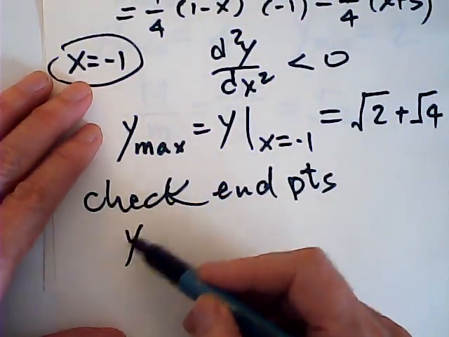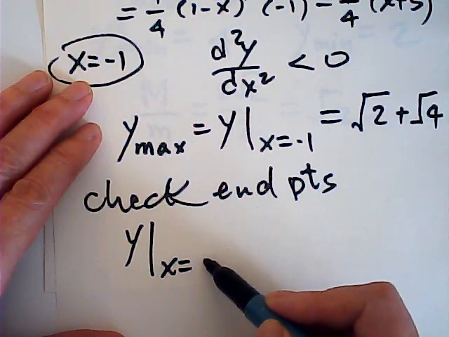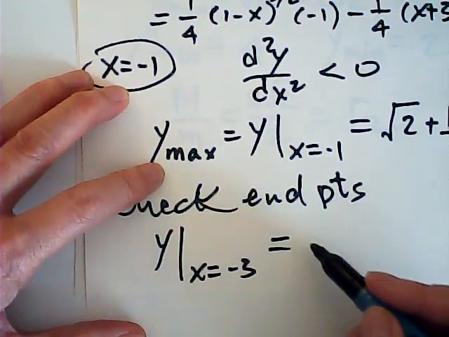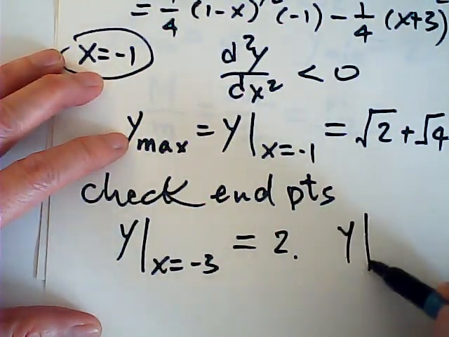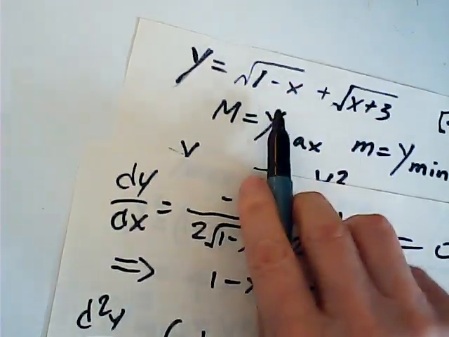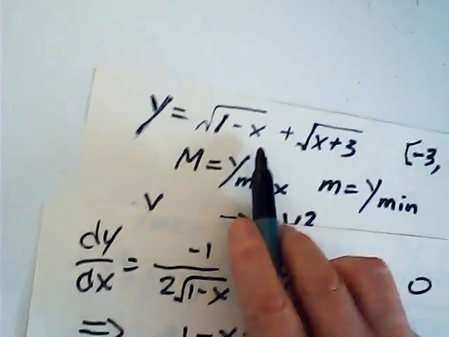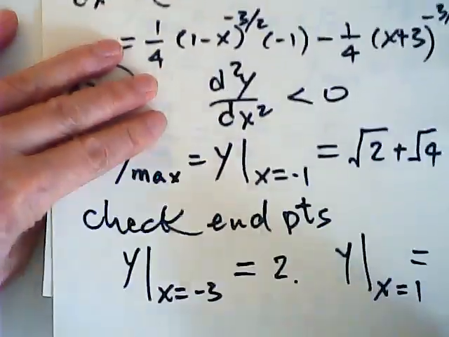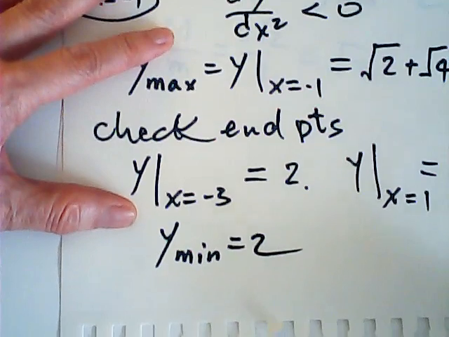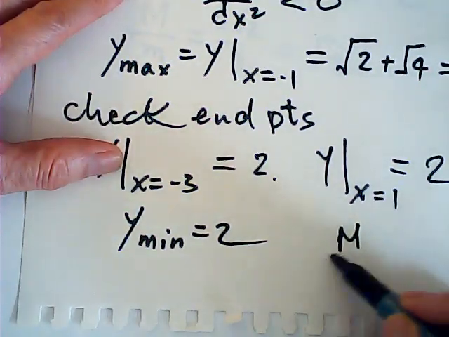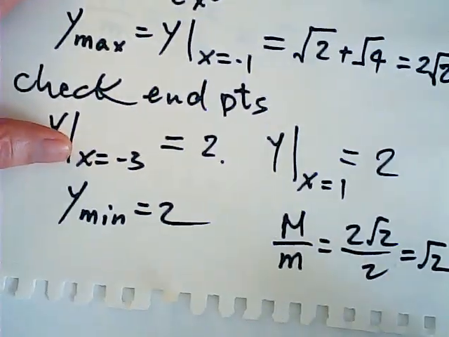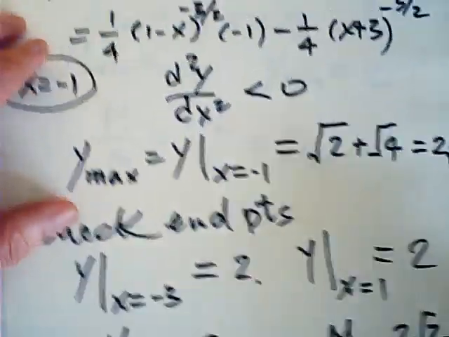So y at x equal to minus 3: minus 3, this is 0; minus 2, this is 2. And y at x equal to 1 is root 2; at 1, this is 2. So the minimum value is 2. So m divided by n is 2 root 2 divided by 2, which is root 2. So we get the ratio.